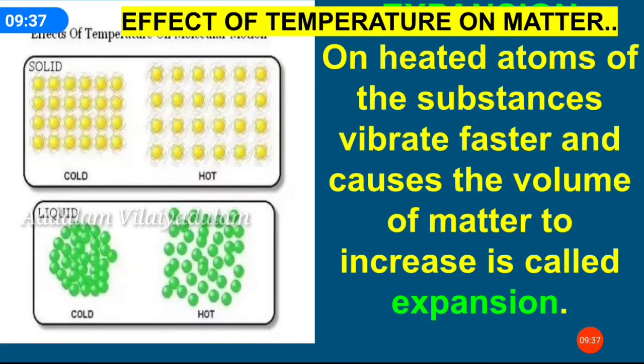Next, we are going to see the effect of temperature on matter. When heat is added to a substance, the molecules and atoms vibrate faster. As atoms vibrate faster, the space between atoms increases. The motion and the spacing of the particles determine the state of matter of the substance. So it causes the volume of matter to increase. This is called expansion.